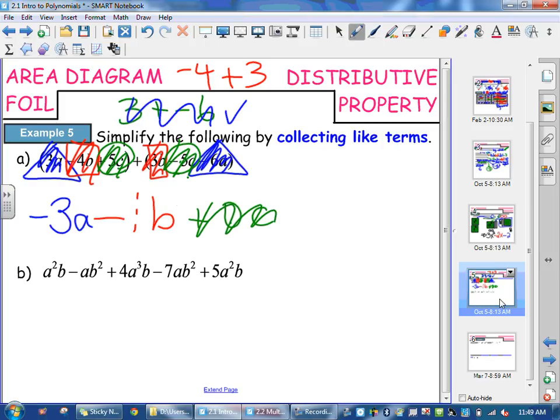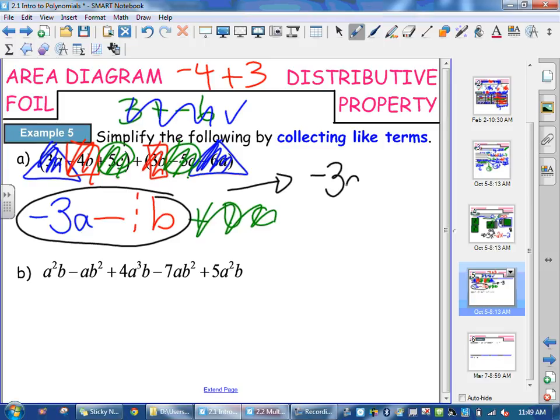So our final answer is going to be negative 3a minus 1b. Okay? Or you could put negative 3a minus b. So you could also write it like this. Negative 3a minus b. That's also correct. Because that one can hide. Okay? Alright, we're going to try it with this one.